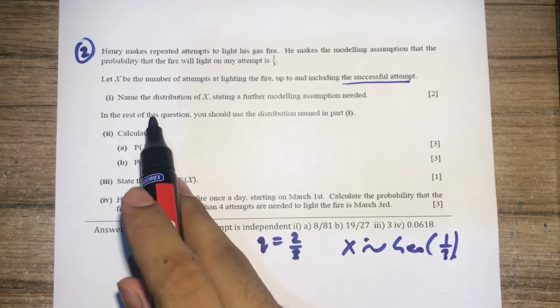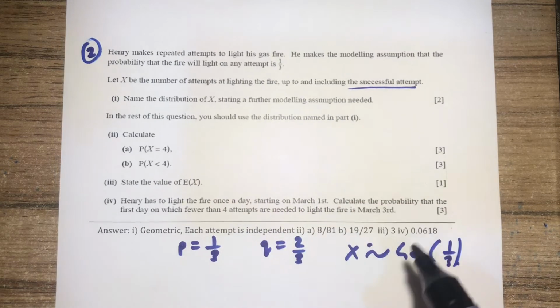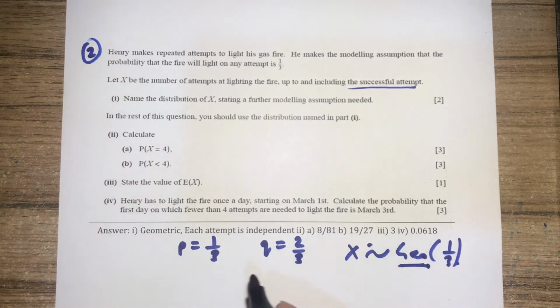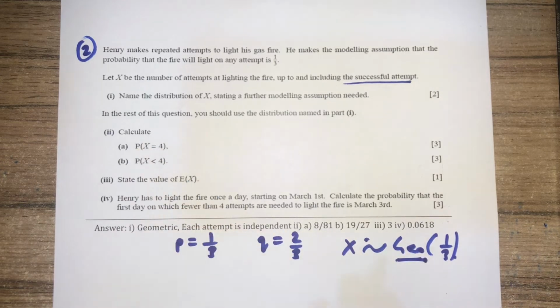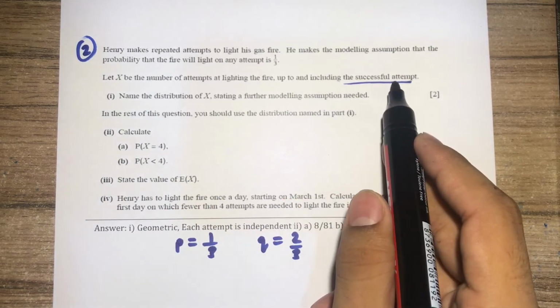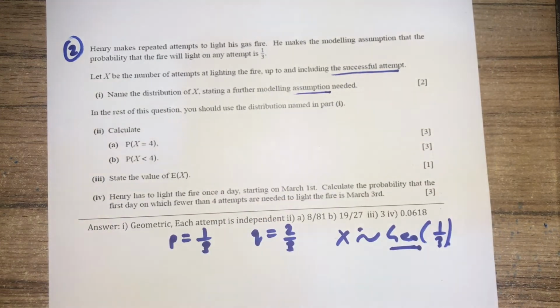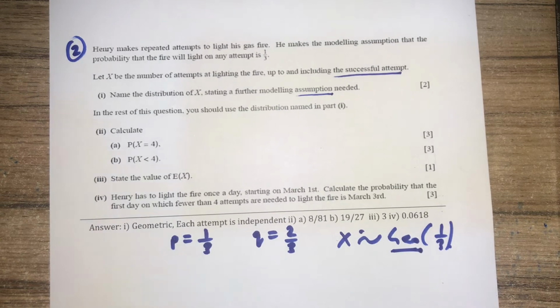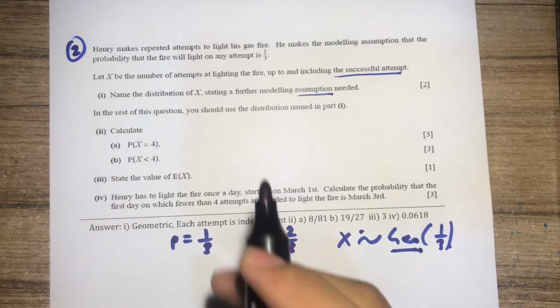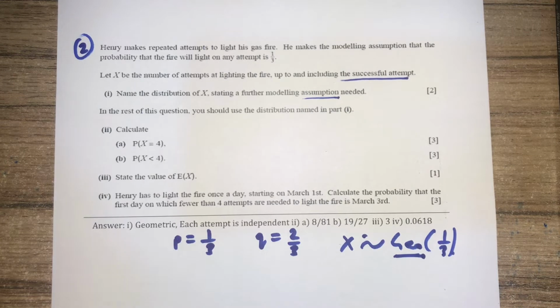In the first part they're saying name the distribution of x, stating a further modeling assumption needed. So it's geometric. The reason is that we're looking for the first successful attempt. Then they're saying state a further modeling assumption needed. So we're assuming that all the attempts are independent. That means that, for example, in actual conditions, you try to light the fire once, then obviously temperature increases, so for the next attempt the probability should increase. But over here we're assuming that probability stays constant throughout, that is 1 over 3. So that's the first part.